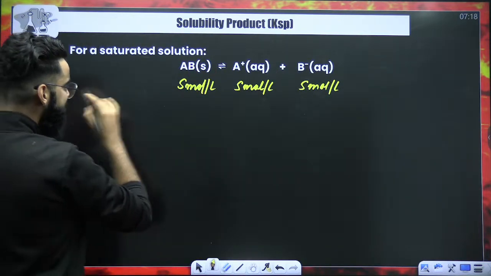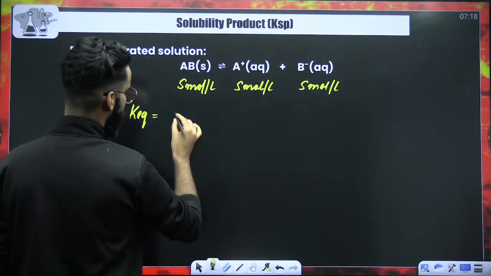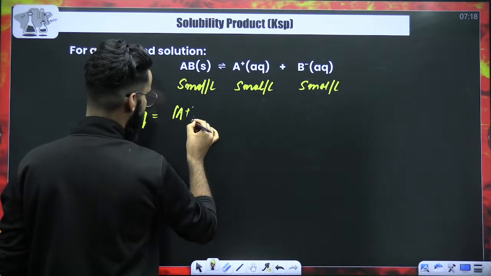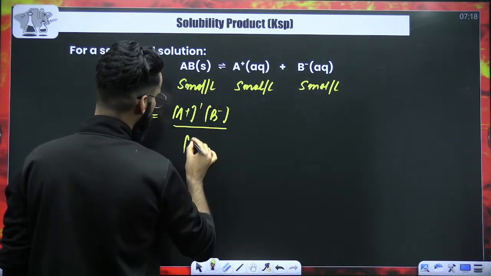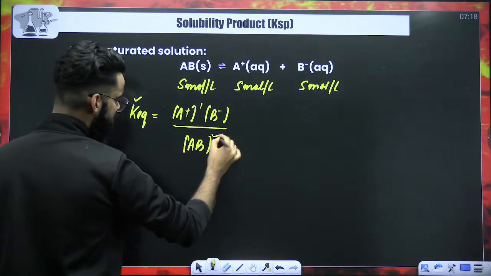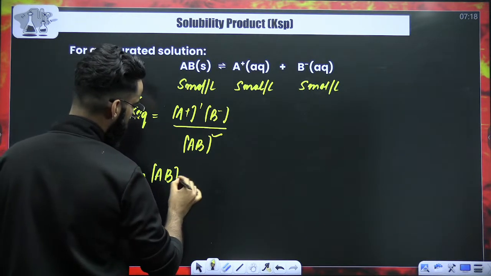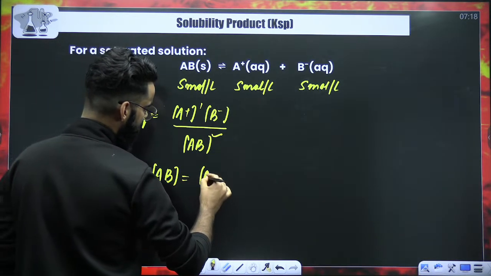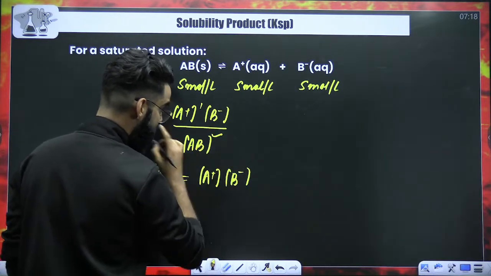Perfect. My dear students, if I write the expression of equilibrium constant, it will be concentration of A positive at equilibrium raised to power 1, concentration of B negative at equilibrium raised to power 1, divided by concentration of AB solid. Correct? Now this is a constant. So KEQ multiplied by concentration of AB is going to be concentration of A positive multiplied by concentration of B negative.